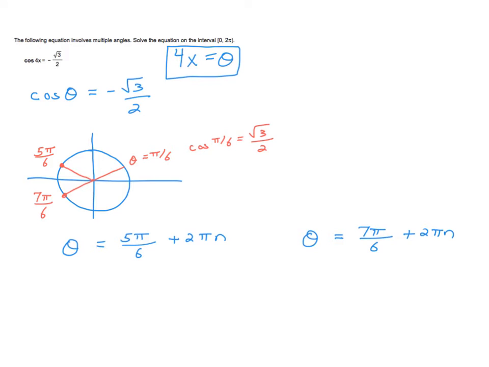And now I'm just stating that theta has to be equal to this expression as well as this expression here. But the idea is to solve this equation for x, not for theta. So in place of this theta and this theta, I'm going to substitute 4x. So this is really 4x is equal to 5 pi over 6 plus 2 pi n, and 4x is equal to 7 pi over 6 plus 2 pi n.